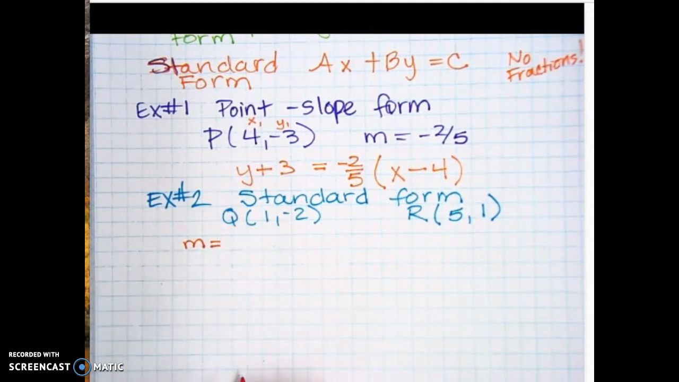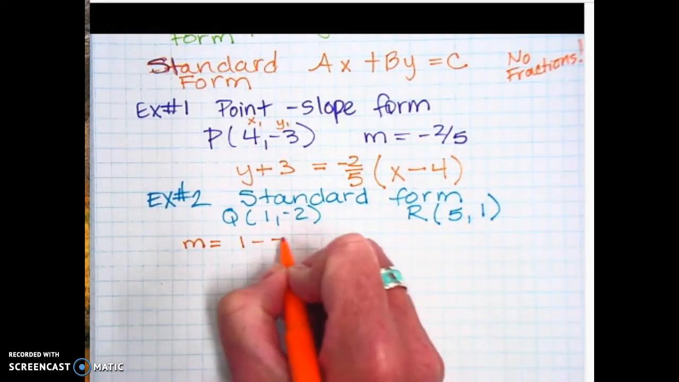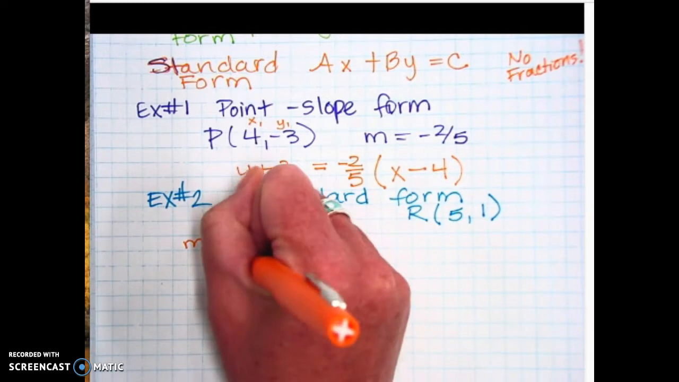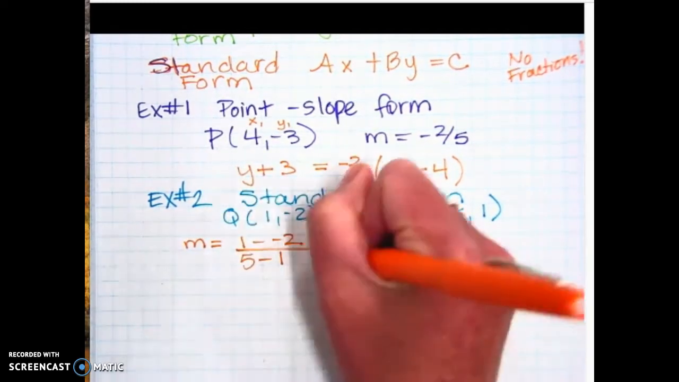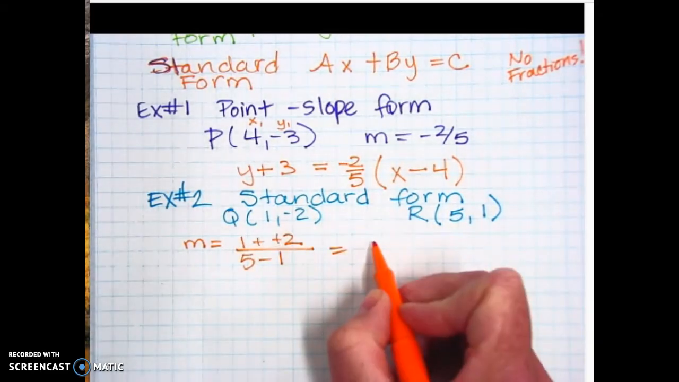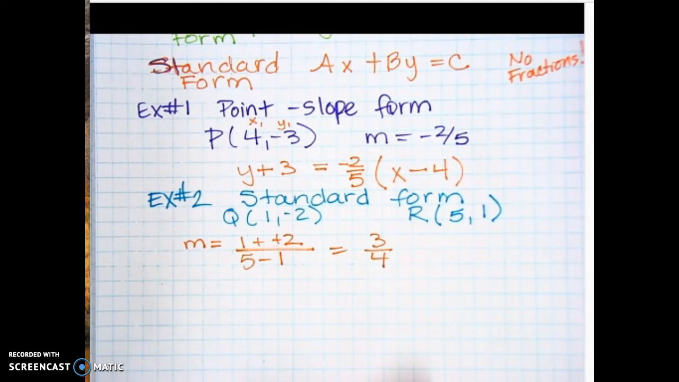We're going to find the m by doing the y value minus the y value, so 1 minus negative 2, over the x value minus the x value, so 5 minus 1. Then just simplify. When you have minus minus, change it to plus. So 1 plus 2 is 3, and 5 minus 1 is 4. Check to see if you can reduce it. You can't. So that's your m.